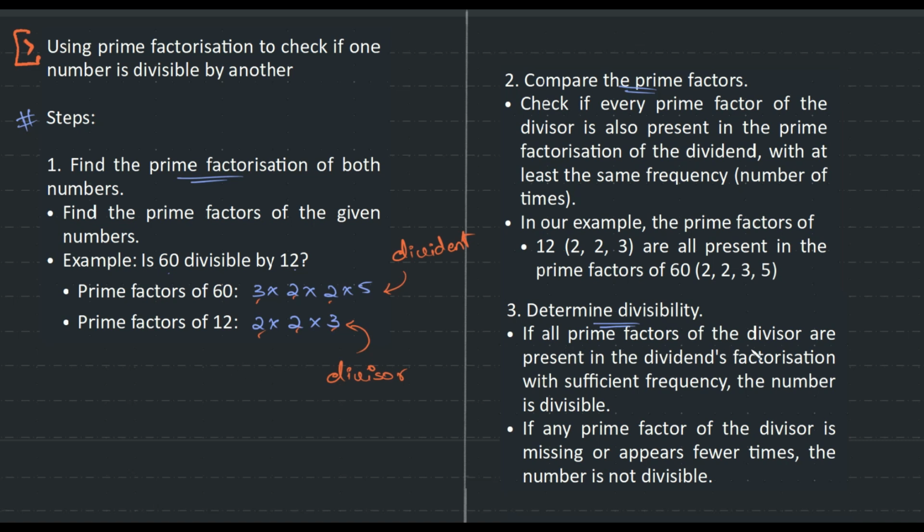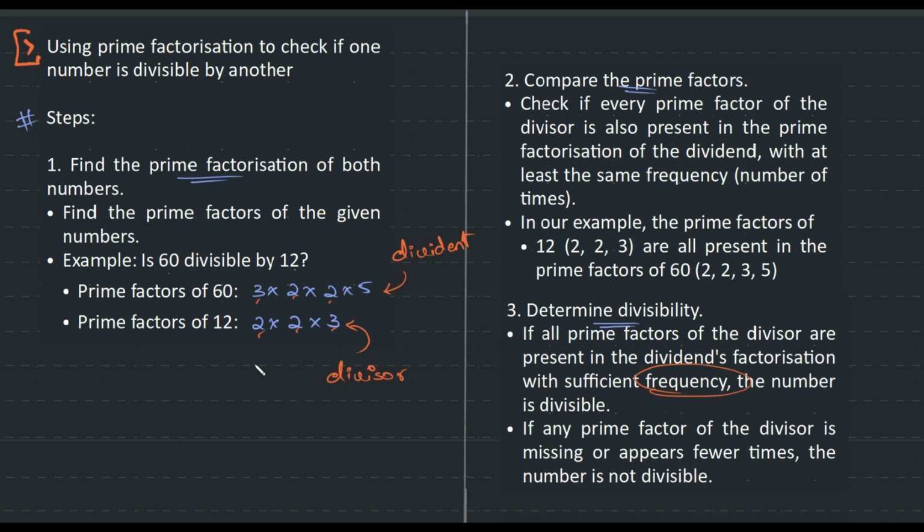If all prime factors of the divisor are present in the dividend's factorization with sufficient frequency, that is 2, 2, 2, 2, 3, that is having enough 2's and here enough 2's, that should match. I'll explain with an example. So in the dividend the factor has to have sufficient frequency. Frequency is the number of times. So again, I'll explain this part. If any prime factor of the divisor is missing or appears fewer times, the number is not divisible.